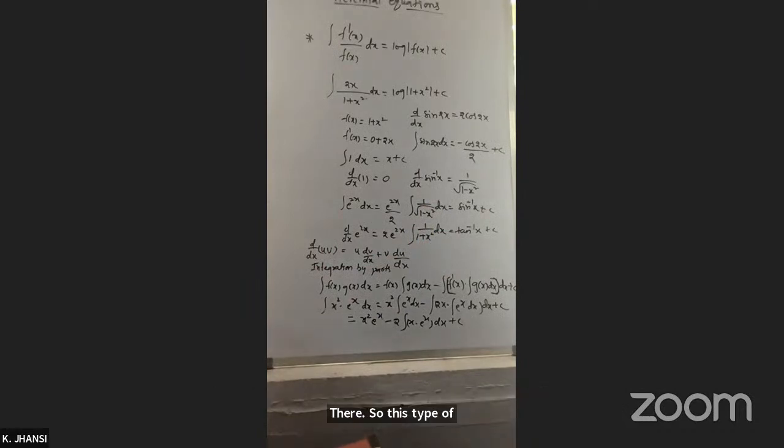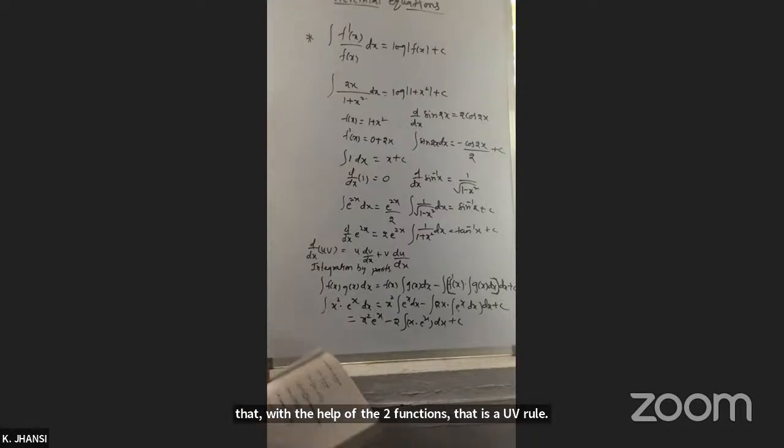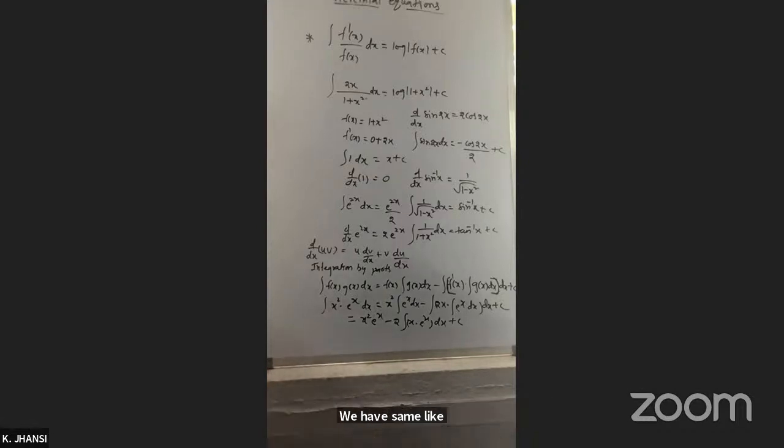Here six different inverse trigonometric functions are there. After that, with the help of two functions, that is the UV rule we have, no? Same like that, you have the formula even for the trigonometric functions. So that is also important. These are all 5 marks questions, almost, that you will get here.